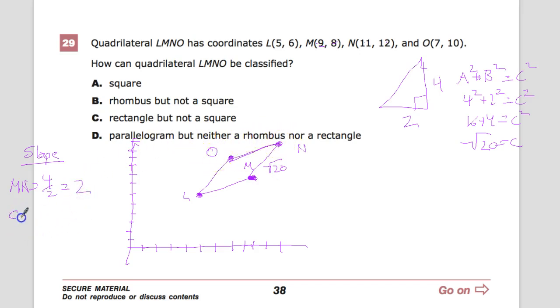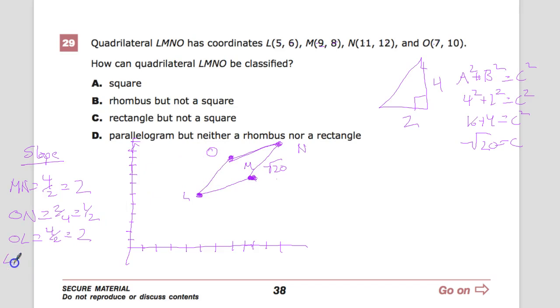Let's do ON. The slope goes from 10 to 12, so it's up 2, and it goes from 7 to 11. That's 4, so it's 1/2. OL, L is the first one, that's where you start. It goes from 6 to 10, so that's 4, and it goes from 5 to 7, so that's 2. So MN and OL have parallel slopes.